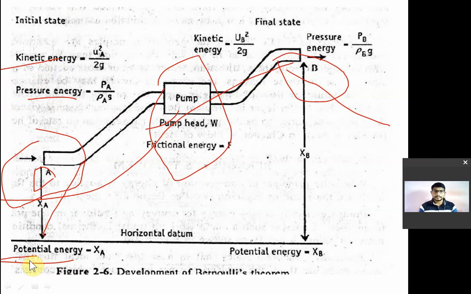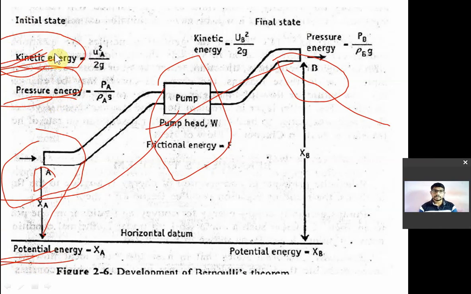Okay, so position or configuration. So the energy of material because of its position or configuration is nothing but the potential energy. And then what is meant by kinetic energy? Kinetic energy means energy of substance because of the motion, that is a kinetic energy. Okay, and pressure energy means because of the pressure.